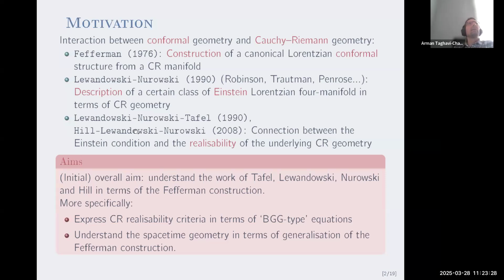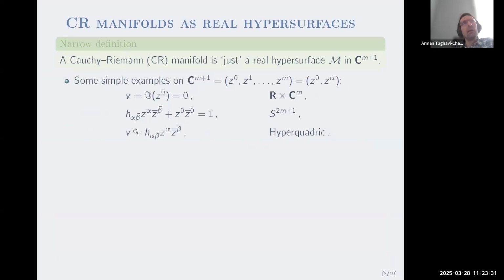I will give a very basic introduction to CR geometry. As I said, a CR manifold is a real hypersurface in complex space. Some very simple examples include a real hyperplane in C^(m+1). This is the first example here.